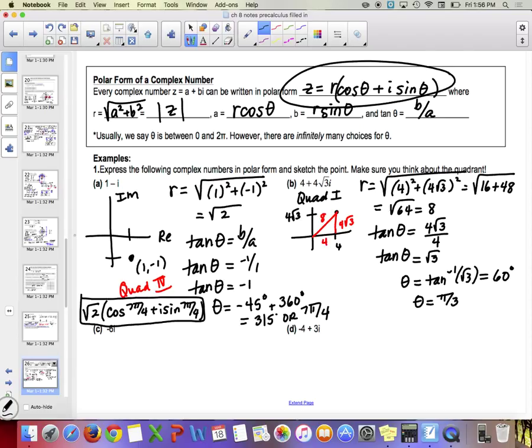So we're going to end up getting r, which is 8, and we're going to have cosine of theta plus i sine of theta. So we're going to get 8 on the outside, cosine of pi over 3 plus i sine of pi over 3. All these are equal to z. All of these are rewriting it in another form, like if we called these z equals, it's rewriting it in another form.